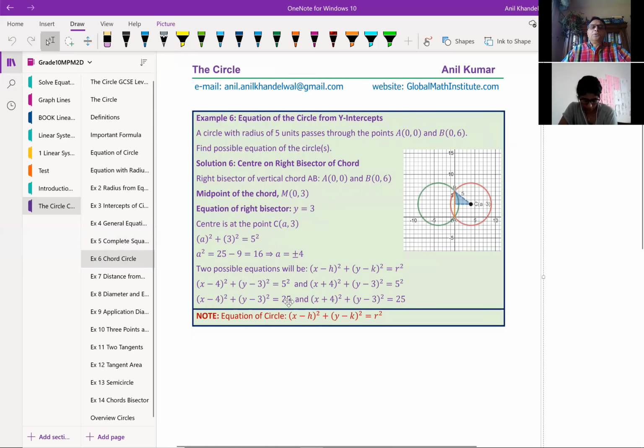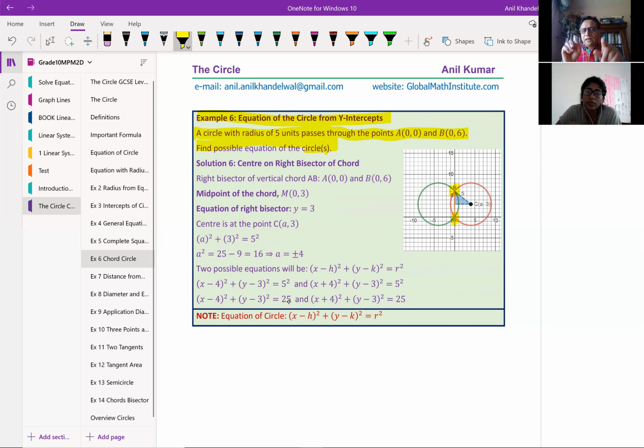Example number 6. We're now talking about the equation of a circle from Y-intercepts. Well, this is a very interesting question, Amy. Can you please read the question for me? Yes. Example 6, equation of the circle from Y-intercepts. A circle with radius of 5 units passes through the points A (0, 0) and B (0, 6). Find the possible equation of the circle or circles. Correct. Whenever in a test question you have that S, that means there is a possibility of getting more than one equation. Now it makes sense.